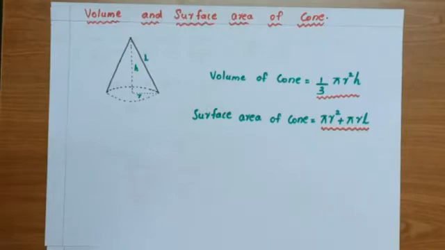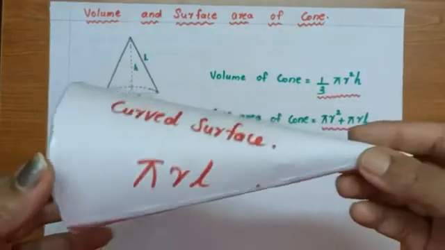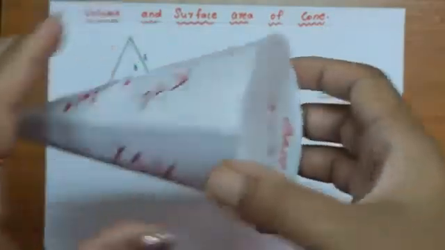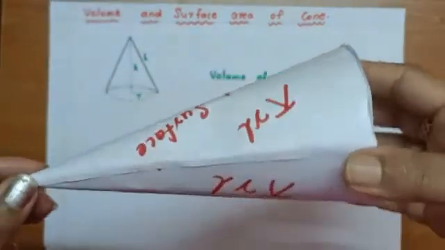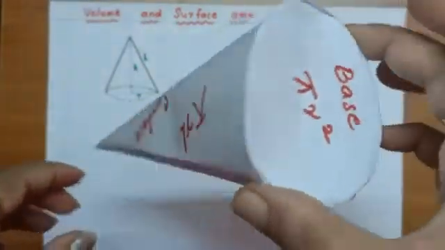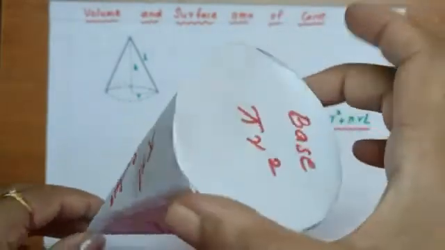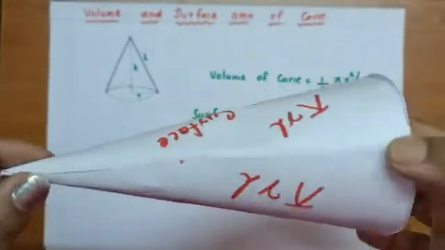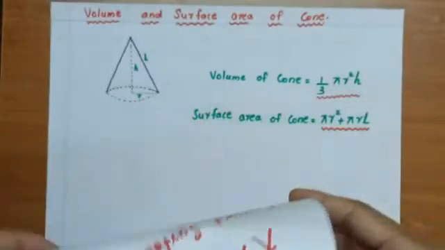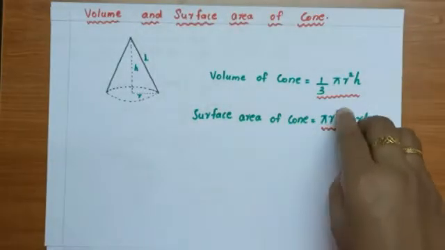It's me, Vinita. Today we are going to learn volume and surface area of a cone. What is volume? Volume is how much stuff we can put inside a solid, or the capacity of a solid. Here we have the solid, it is a cone. So volume means how much stuff we can put inside of this cone. The volume of a cone equals 1/3 pi r square h.